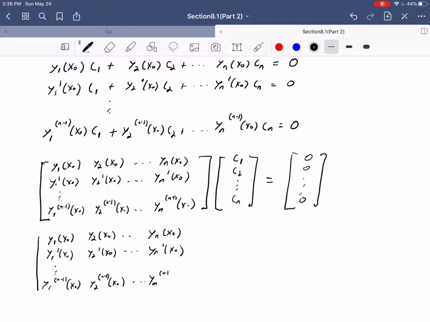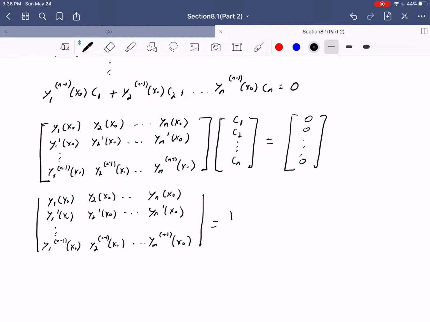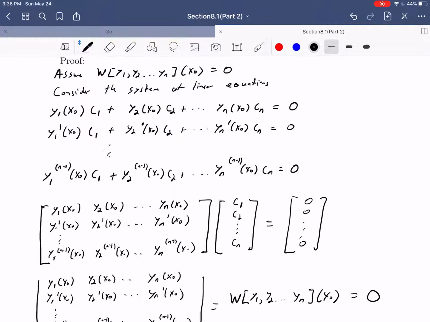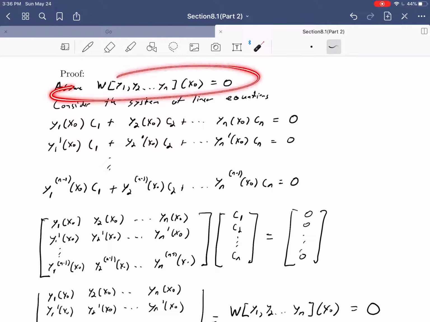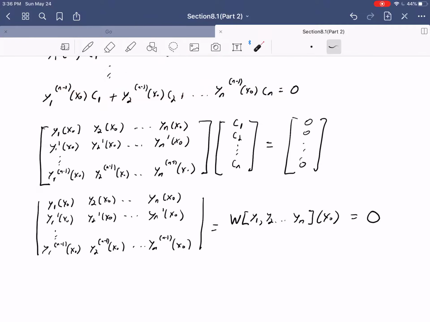Well, this by definition is what? It's the Wronskian of y1, y2, yn at x0, which is equal to 0. That's our assumption, right? We're assuming that this is the case. So in other words, I built this system of equations so that this would happen. So the determinant of this coefficient matrix is equal to 0, meaning that this coefficient matrix is not invertible, meaning that its rank is not full, meaning that there are non-trivial solutions to this.